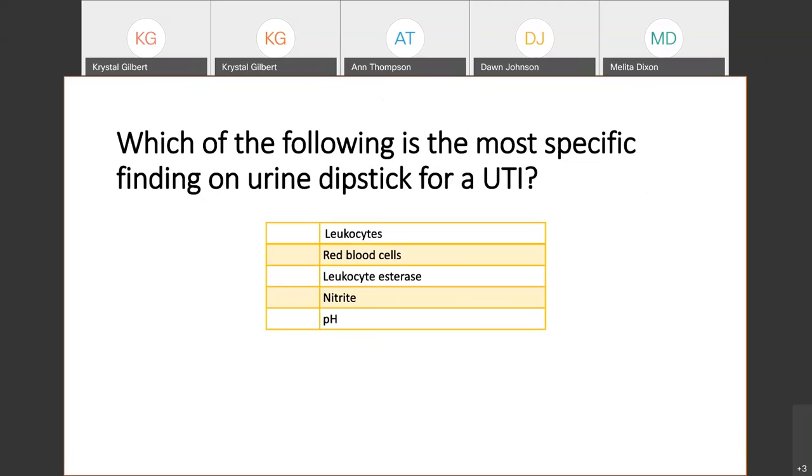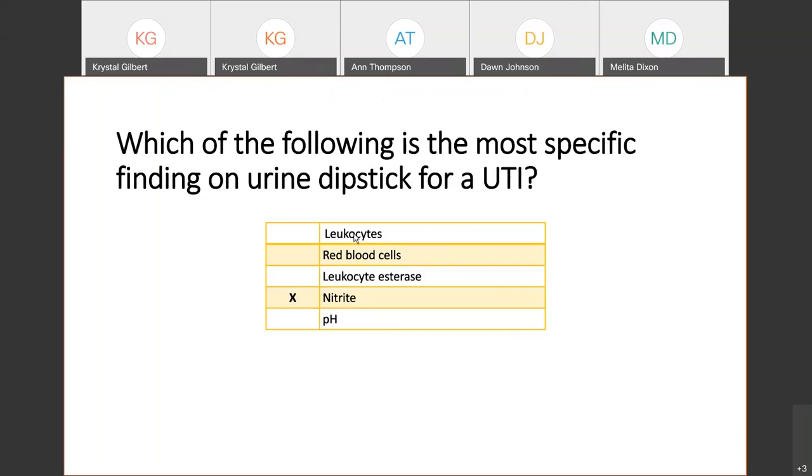Leukocytes. It might not be a select all because it's the most specific finding, but you could have red blood cells, you could have leukocytes. Nitrite and pH are going to be the most indicative. So your nitrite is going to change based off of the presence of the bacteria.